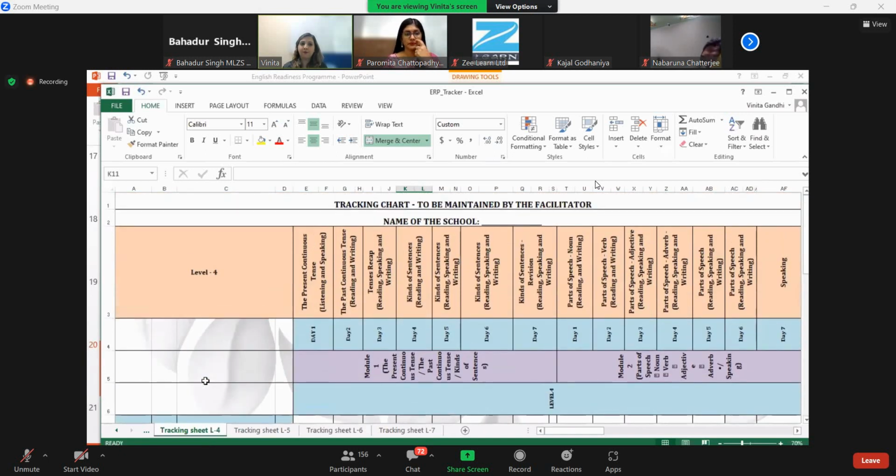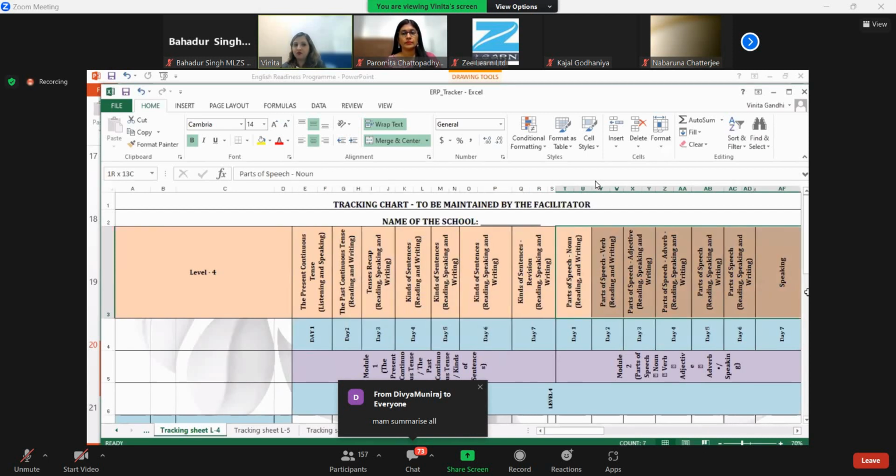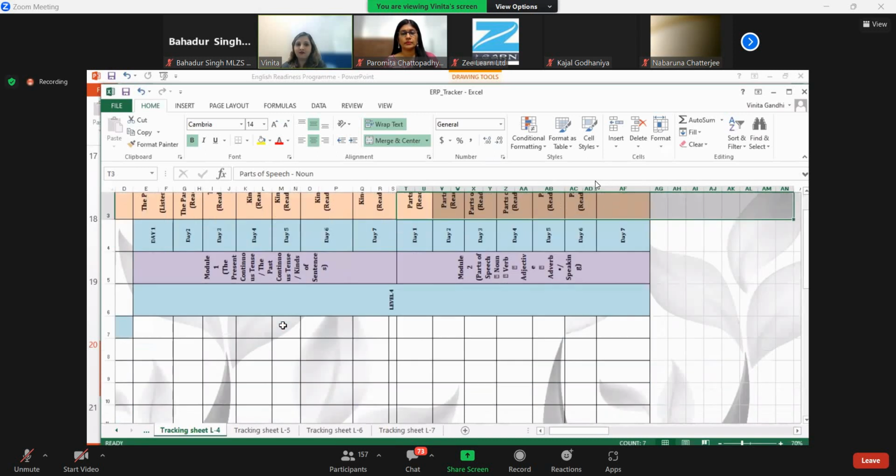You click on that based on the level of the student that you're looking into. For example, it's level 4. Now in level 4, my module 1 has the present continuous tense, the past continuous, the tenses, the kinds of sentences, and various other worksheets till day 7, that I have listed on my tracker. And the same thing for module 2 for level 4. This is all I have listed.